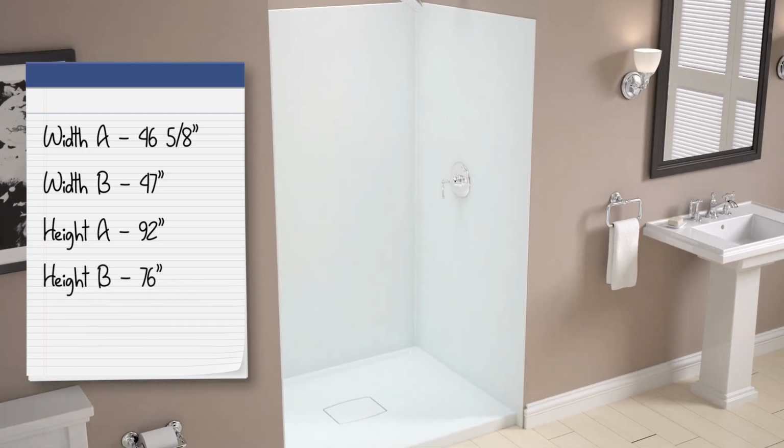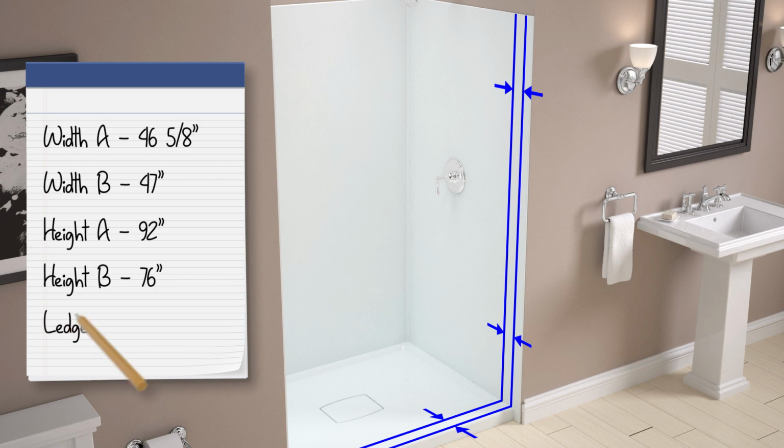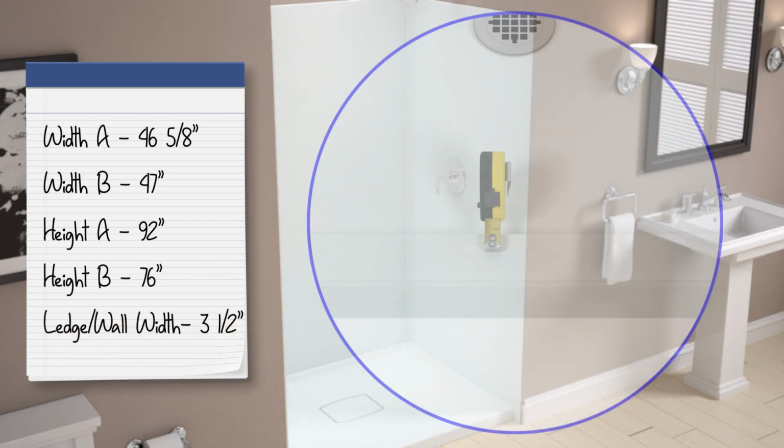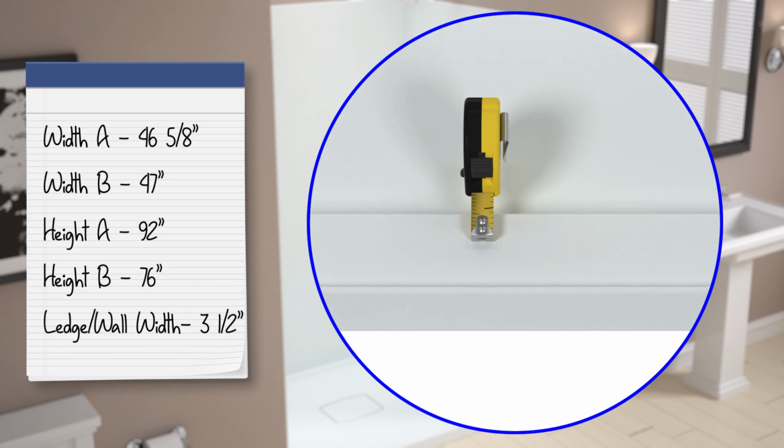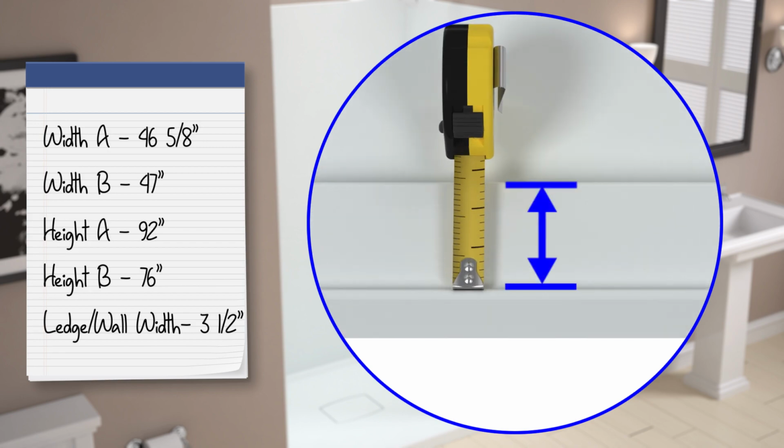Measure the width of the flat surface on the ledge and walls. If there is a lip on the front of the ledge, measure from the back of the lip.